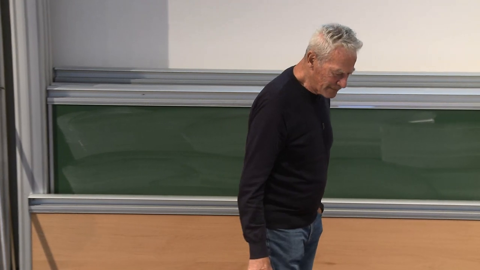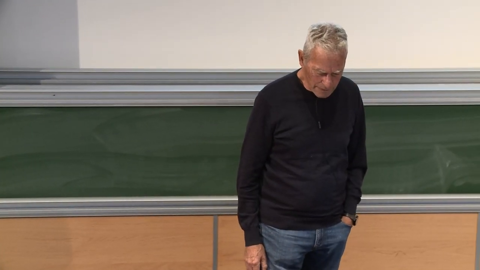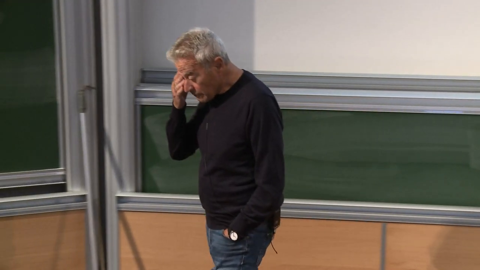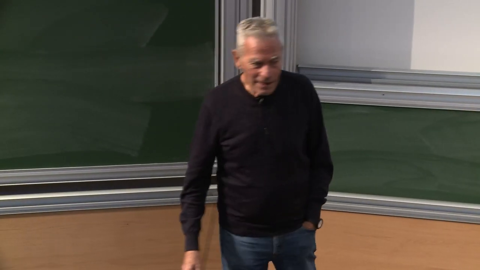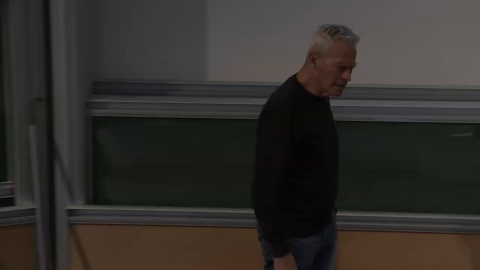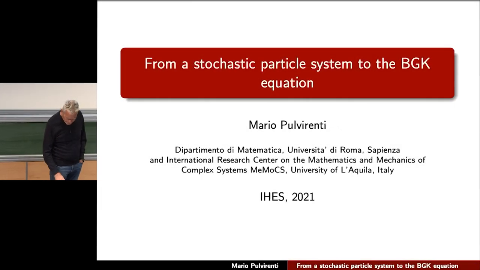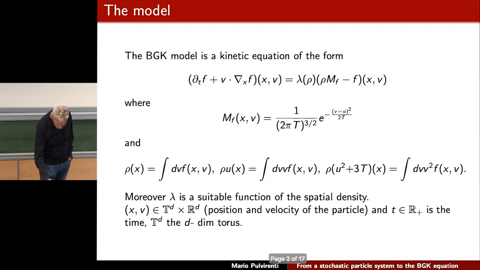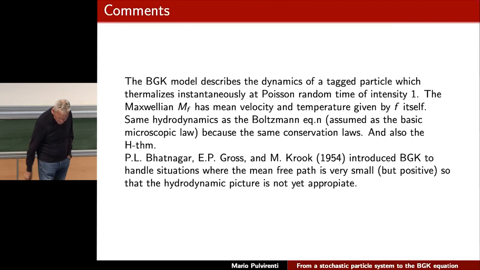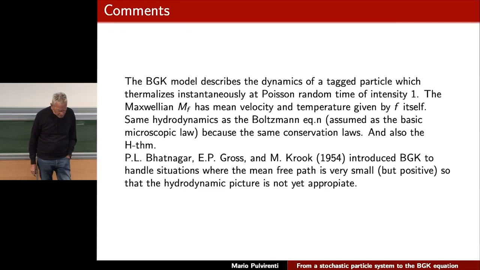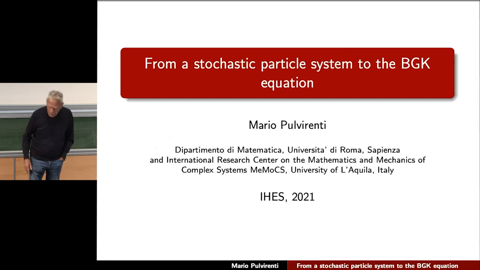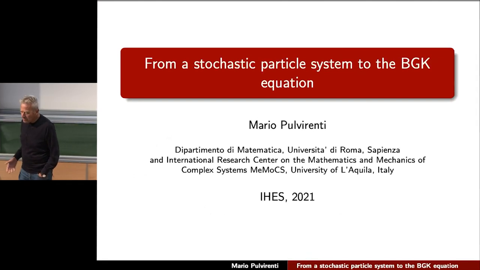So today I'm going to talk about the BGK equation and a particular approximation for this equation. The BGK is a very old equation. The paper was from '54. It's due to Bhatnagar, Gross, and Krook. And for a long time, this equation has been very well known in kinetic theory.